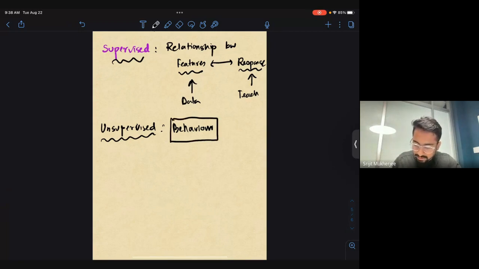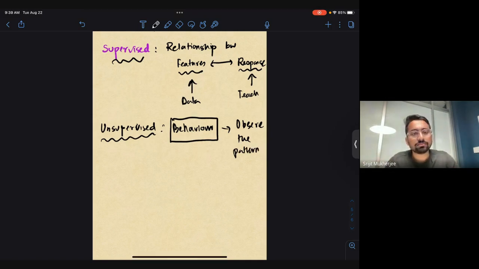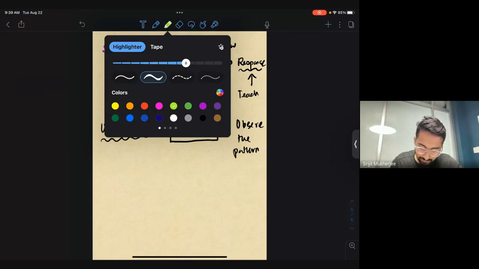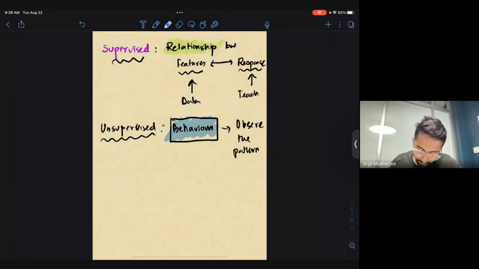What exactly do I mean by observing the pattern? There is no one teaching you. There is the data set and you're observing the pattern. But in this case, they're teaching you: there is a data set and this data set corresponds to this. There's a teaching going on. There's a supervision going on. And these two words are important: the relationship and the behavior.